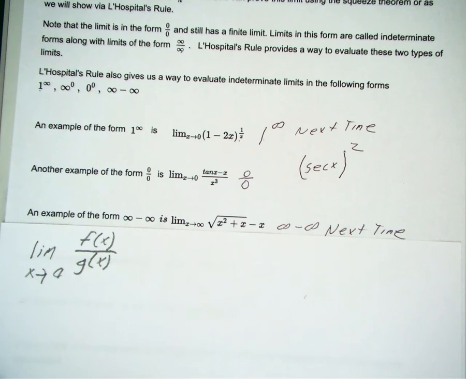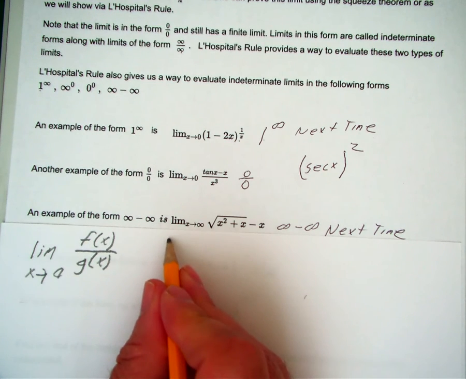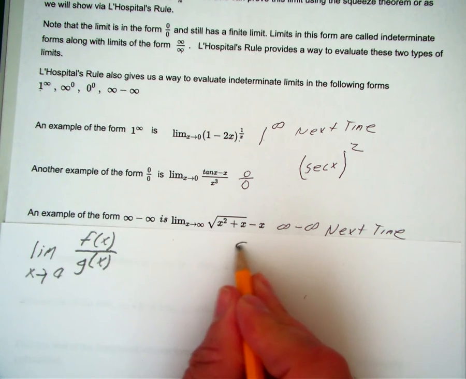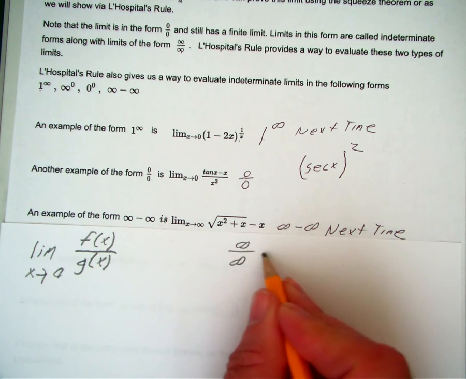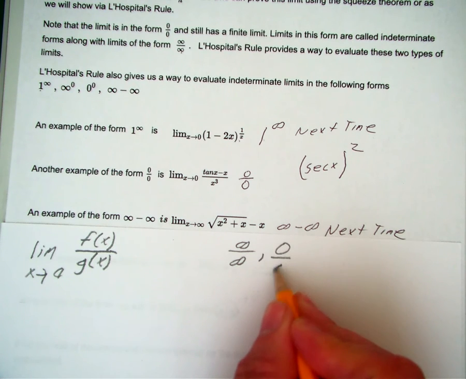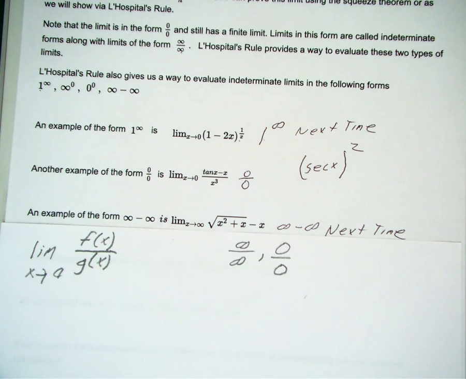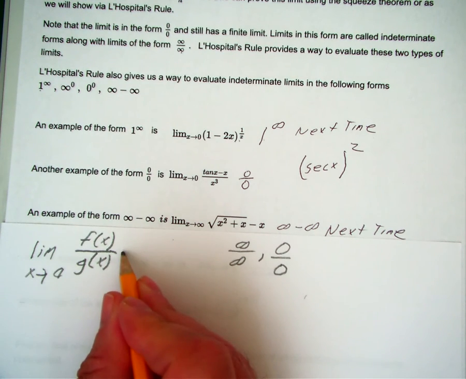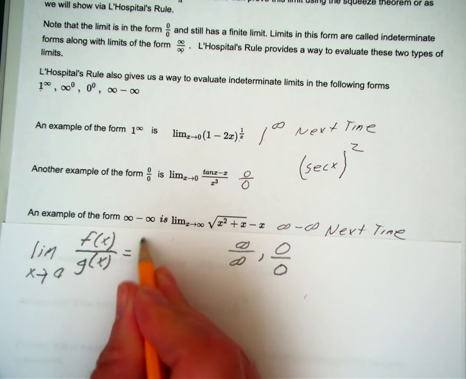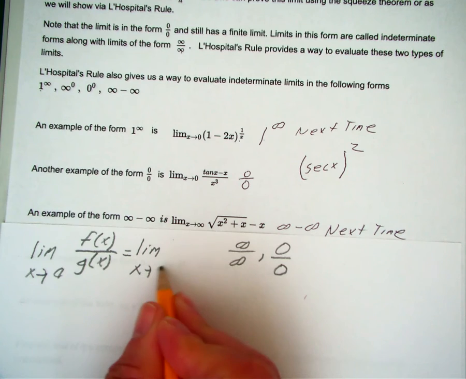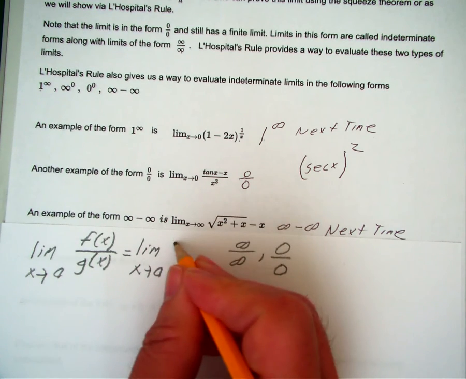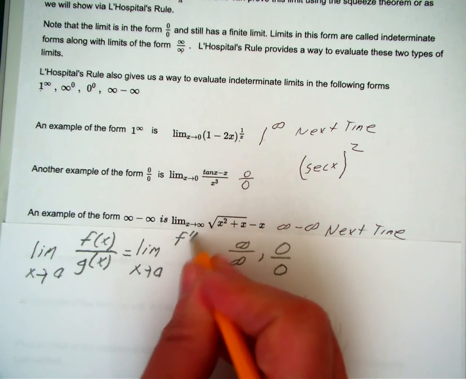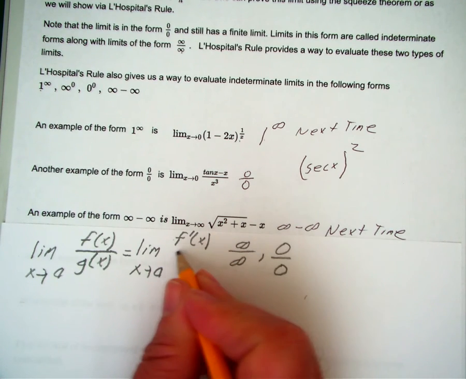Now, as long as this is in the form infinity over infinity, or 0 over 0, then again, I beat this to death last time we talked, but this is equal to the limit as x approaches a of f prime of x over g prime of x.